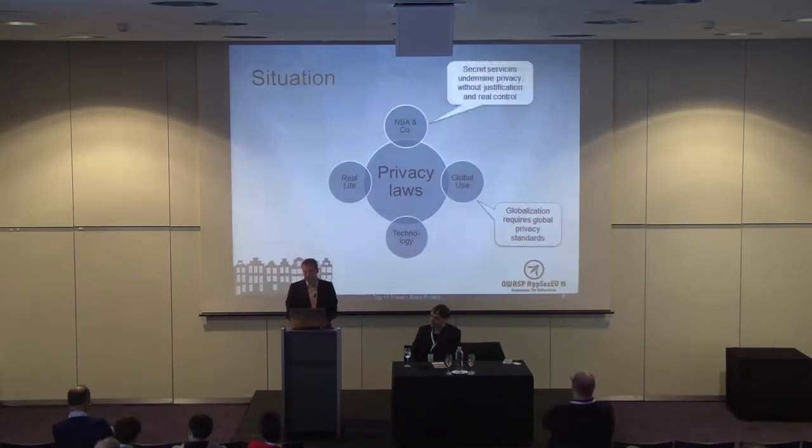Then we have secret services, NSA and so on, that undermine privacy without real justification and control. And this could also be about discrimination. There was a lot of discussion about what happened in Ferguson in the US, for example, that black people are maybe discriminated. We don't know if this happens also by secret services, for example.